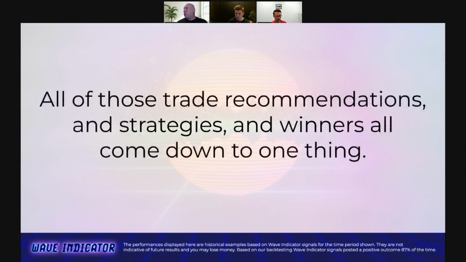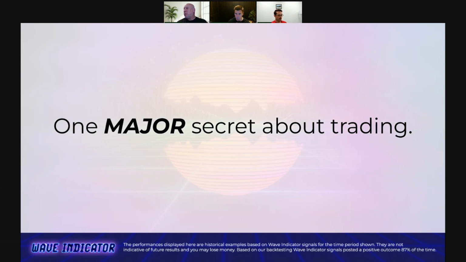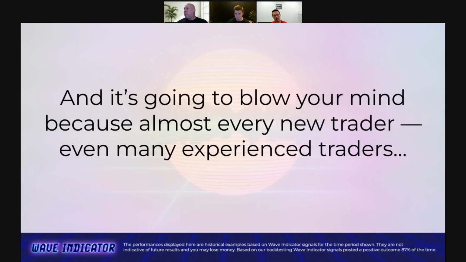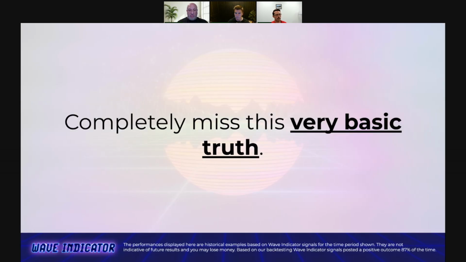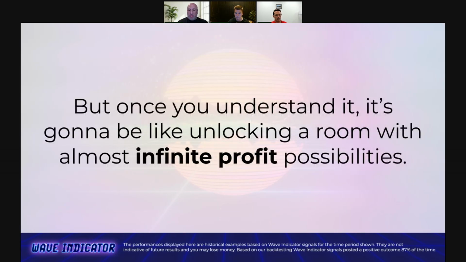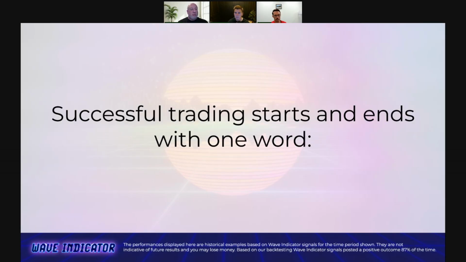But here's the thing. All of those trade recommendations, all those strategies, all those winners, guess what? They all come down to one thing. The one major little known fact about trading. Now this might blow your mind, because almost every new trader and even many experienced traders completely missed this very basic fact. Once you do understand it, though, it's going to be like unlocking a room with almost infinite profit possibilities. So, ready to see what it is?